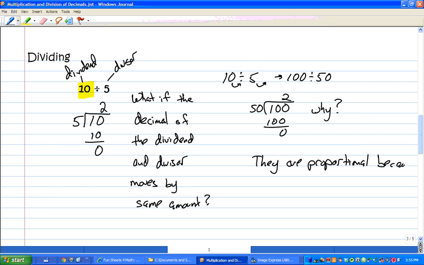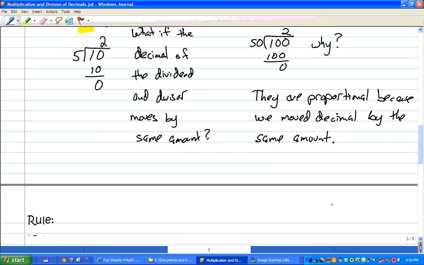Now this is something else you don't have to write down. Just make sure you understand it. We moved the decimal, I should have put that in there, by the same amount of places. This idea is what we're going to use to divide decimals. The idea that if you move the decimal the same number of places, you end up with a proportional problem, and you're going to end up with the same quotient. All right? So let's move on to the next page.